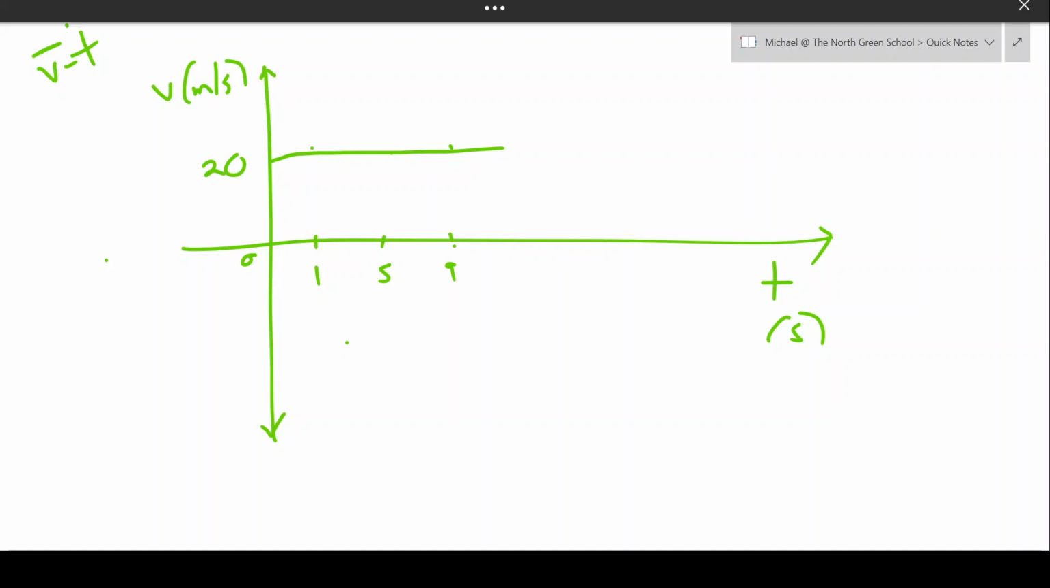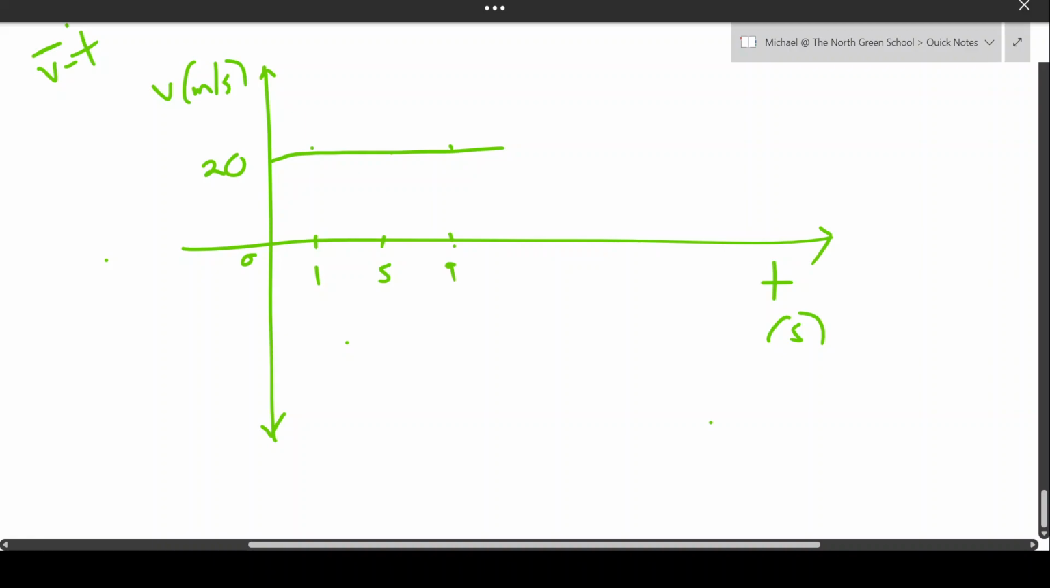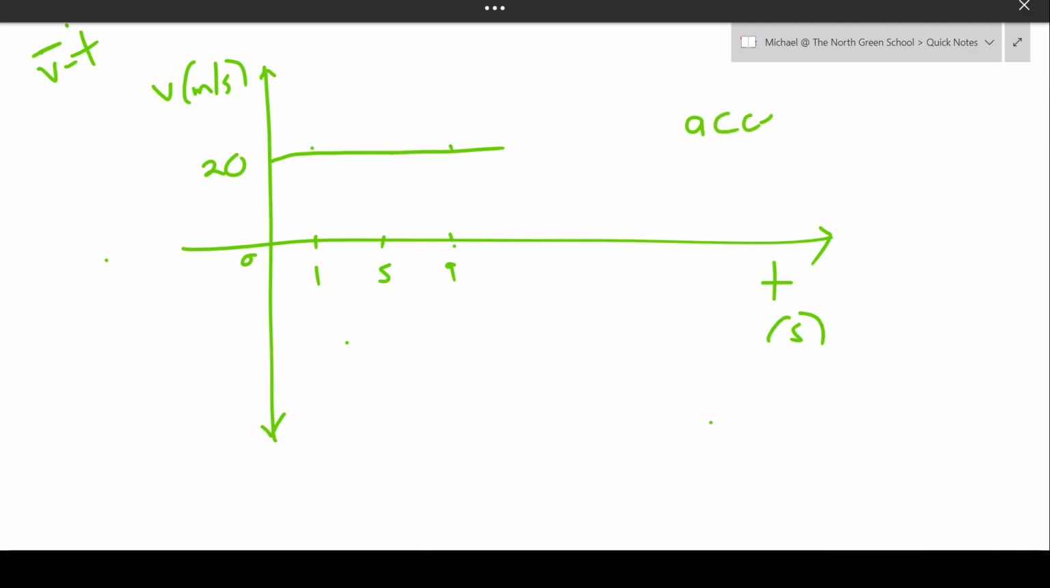What does that mean? That just means that you're moving at a constant speed, or in other words, your speed is not increasing or decreasing, or it means that your acceleration is 0. Acceleration 0, if it's a straight horizontal line, and that leads us to the first important point. The gradient of this graph shows the acceleration.